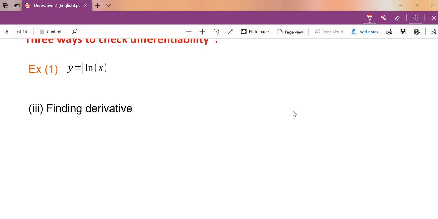So let's come to the last point, finding the derivative. Now if we are very well versed, by now you should be, finding the derivative shouldn't be a problem. So you have your function f of x, which we just wrote as log of x when x is greater than or equal to 1, and minus log of x when x lies between 0 and 1. Now we simply find the derivative of this function.